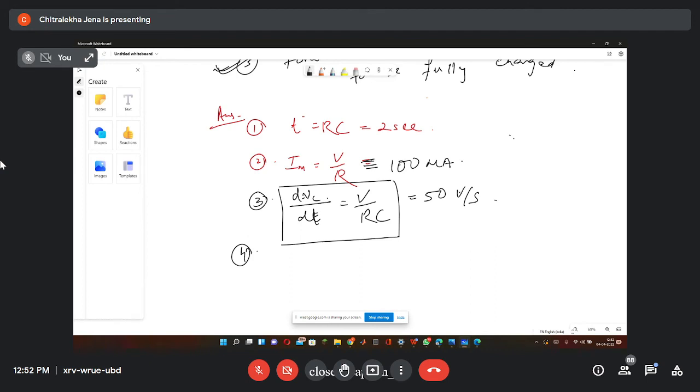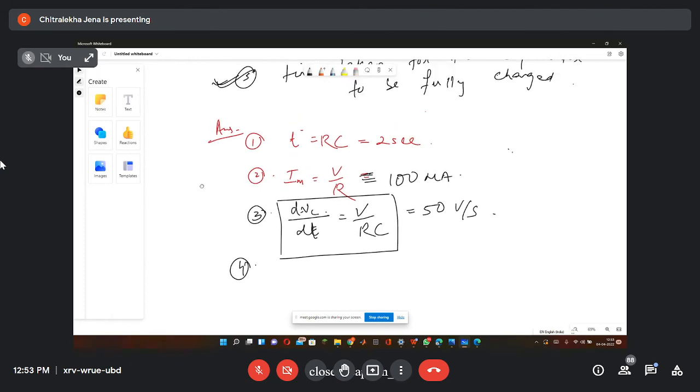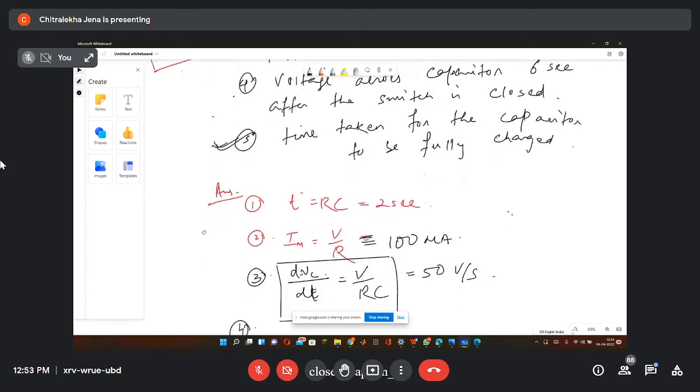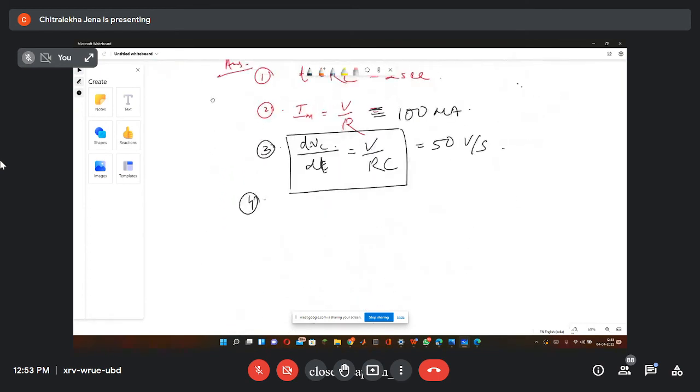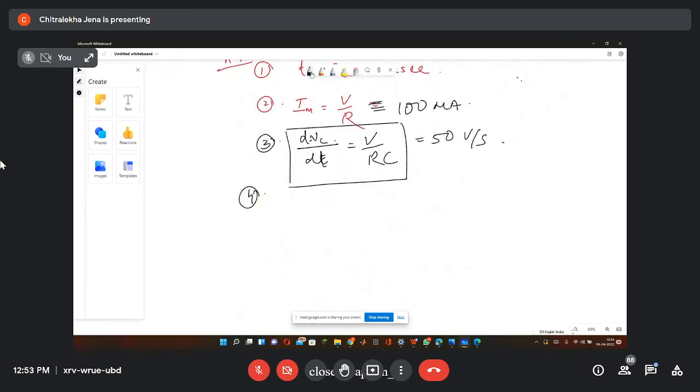Next, what is the question? Voltage across capacitor 6 seconds after the switch is closed. What is the equation? Tell. Vc is equal to how much? V into (1 minus e to the power minus t upon RC).